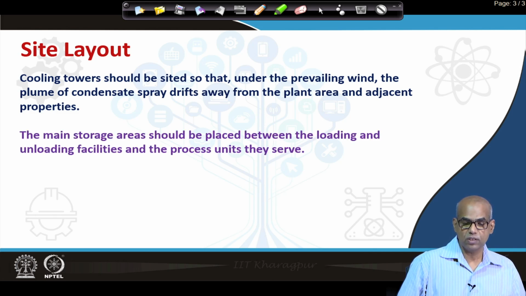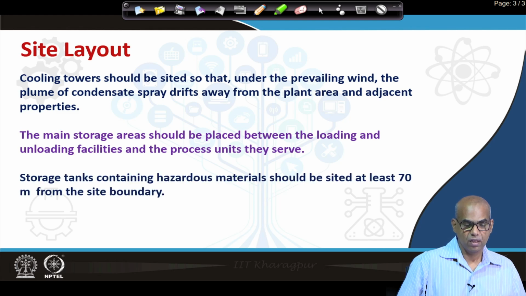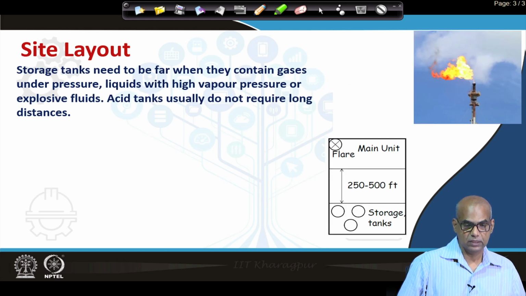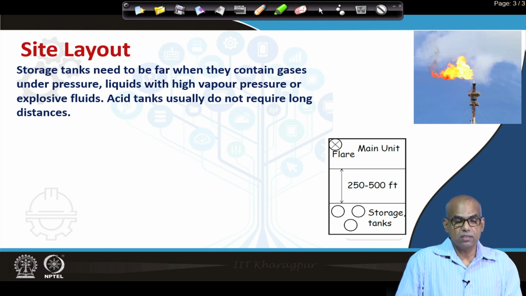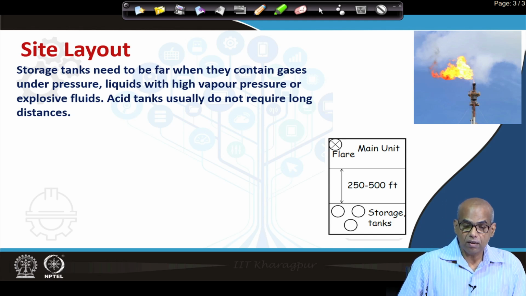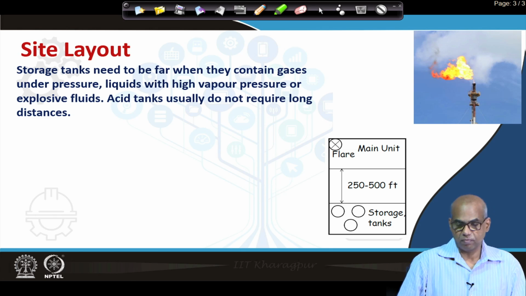The main storage areas should be placed between the loading and unloading facilities and the process units they serve. Storage tanks containing hazardous materials should be sited at least 70 meter from the site boundary. Storage tanks need to be farther away when they contain gases under pressure, liquids with high vapor pressure or explosive fluids. Acid tanks usually do not need long distances.